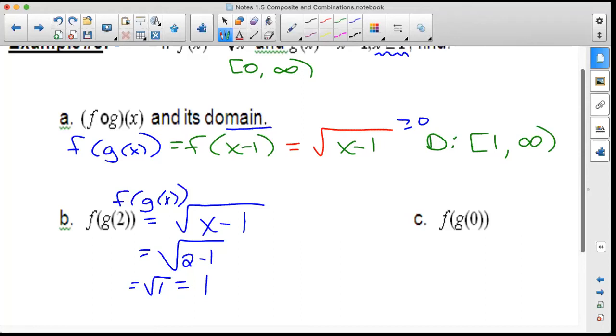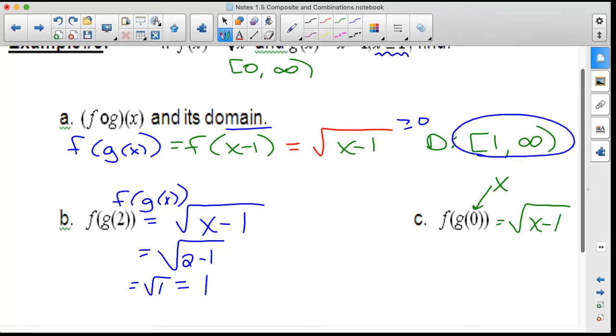All right, let's look at letter C here. It says f of g of 0. What does this 0 represent? What's the 0 mean, Jenny? What you're plugging in for x. What's wrong with plugging 0 in for x, Jenny? It will make it negative. What's the domain of our function?